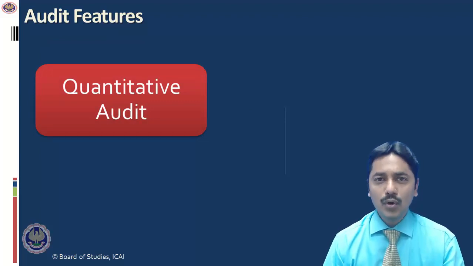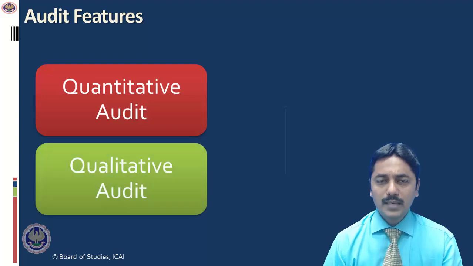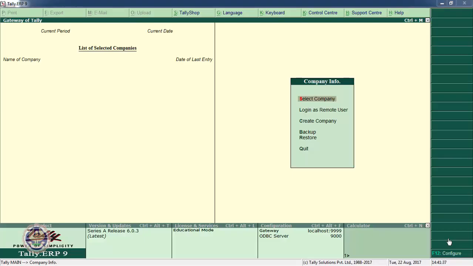Whenever we talk about audit features in Tally ERP 9, there are two aspects about it. One is quantitative audit and other is qualitative audit. Let us discuss both the aspects quickly. First of all, let us discuss about quantitative aspect of audit. Quantitative aspect, I mean to say that in this aspect we discuss more about quantity, that is number of transactions, number of vouchers, number of records, etc.